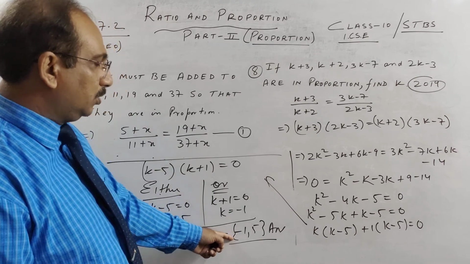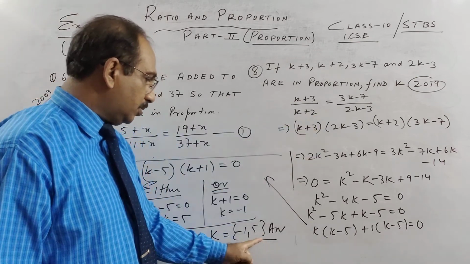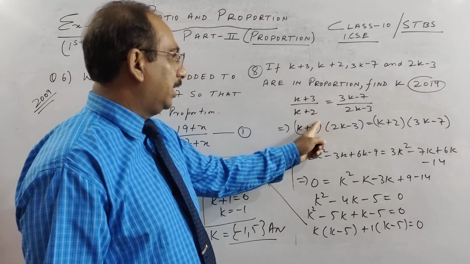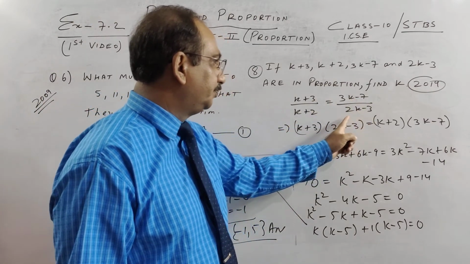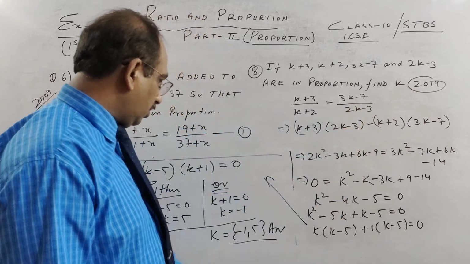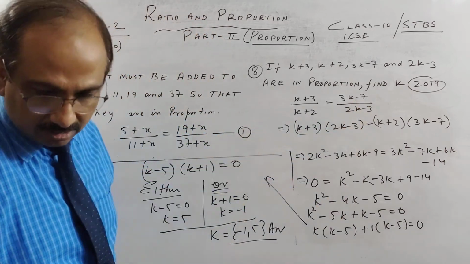One value I can show you, 5, so they will be equal. Put 5 here. See, 8 by 7. Put 5 here, this will also be 8 by 7. You can put minus 1 also and you will get the same thing.